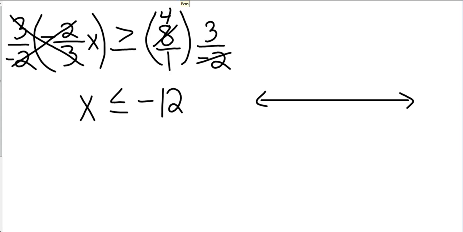Okay, so I need to get to negative 12. Let's go by 6's. I'm going to have 0, negative 6, negative 12. I'm going to go one more to negative 18. I like to have 1 on either side. So it is less than or equal to. So because it's less than or equal to, the equal to bar on the bottom, that means I have a closed circle. And less is going to be drawn to the left side.